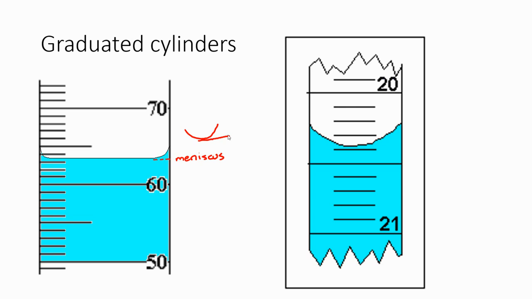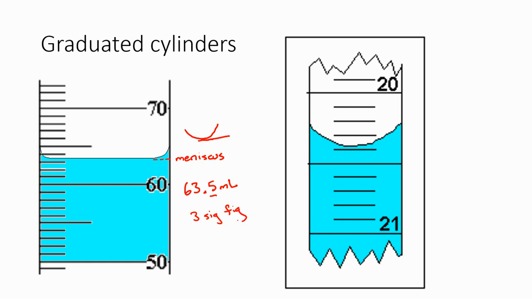So in this first graduated cylinder, I can see a mark for every 1 milliliter. It appears to be between 63 and 64 milliliters. So I'm going to write down the digits I'm certain of. It's 63 something. Looks like it's about halfway in between 63 and 64. So I'm going to make a guess and say it's 63.5 milliliters. Still a guess, but still significant. That's three significant digits or three significant figures.